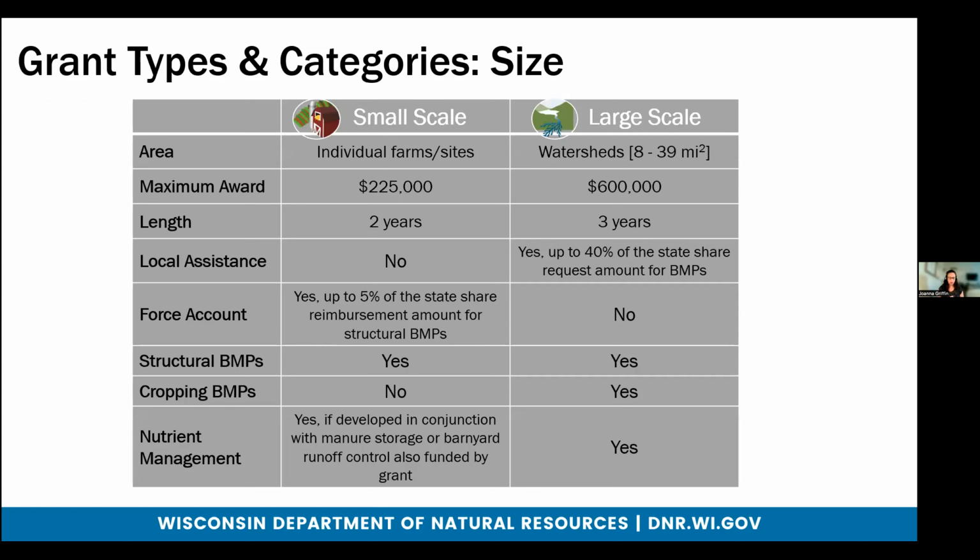Another difference between the two grant programs is the type of BMPs that the program can reimburse. Small scale TRM grants can only reimburse construction of structural BMPs, and large scale can reimburse implementation of cropping or non-structural practices. Another difference is that small scale TRM grants can only fund nutrient management plan development if the nutrient management plan is developed in conjunction with the construction of a manure storage or barnyard runoff control project, also funded as part of the same grant. Whereas large scale TRM can fund a nutrient management plan as a standalone practice.